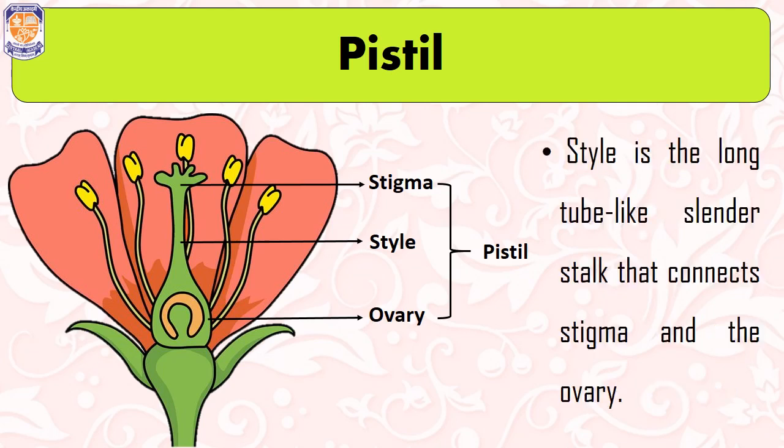Then the style. Style is the long tube-like slender stalk that connects the stigma and the ovary. The only function of the style is to connect the stigma to the ovary.